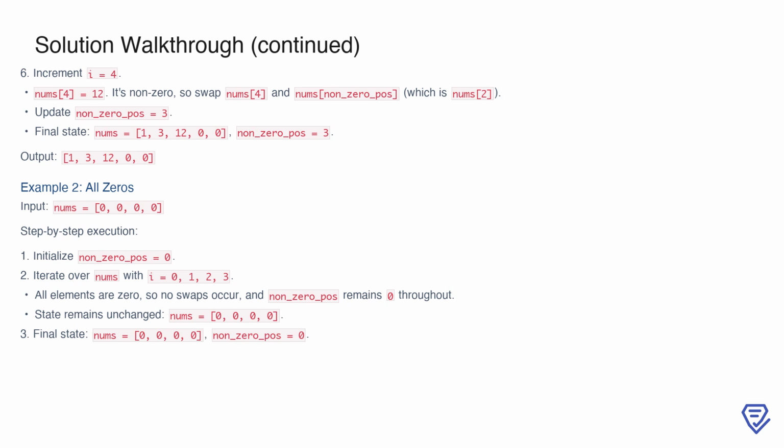Now, let's consider another input where the array contains only zeros. For nums equals 0, 0, 0, 0, we initialize non_0_POS to 0 and iterate through the array. At each index, the value is 0, so no swaps are made, and non_0_POS remains at 0 throughout the process. As a result, the array state doesn't change, and the final output is 0, 0, 0, 0.